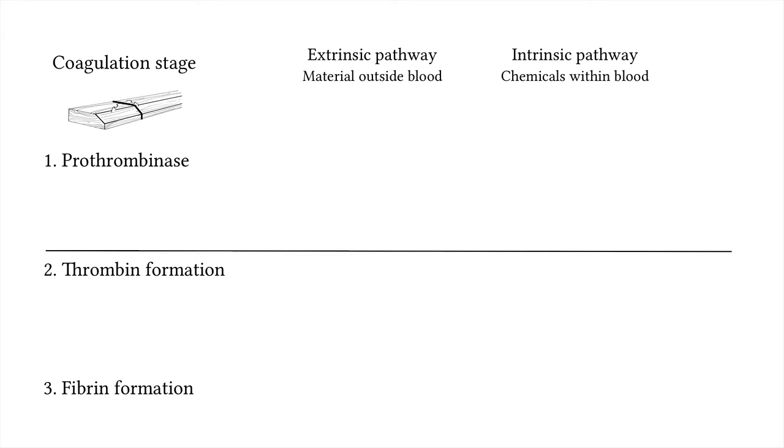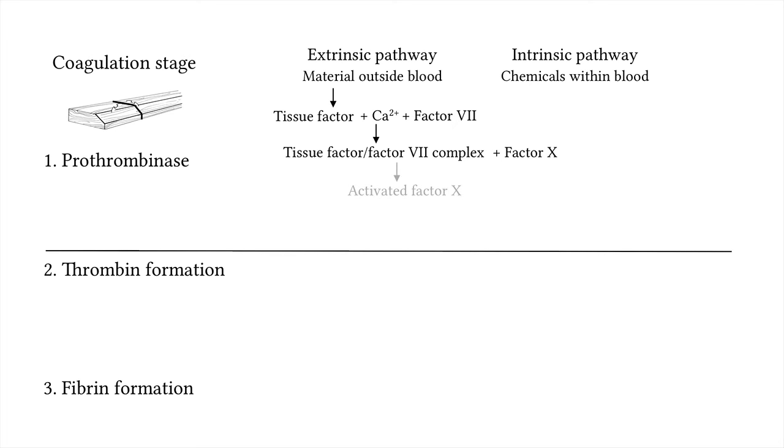When tissues become damaged, lipoproteins and phospholipids are released into the blood. We call this tissue factor. Tissue factor then reacts with calcium ions and a protein found in the blood called factor VII. This produces a larger molecule called the tissue factor factor VII complex. This complex interacts with another protein already found in the blood called factor X. Now, factor X becomes activated.